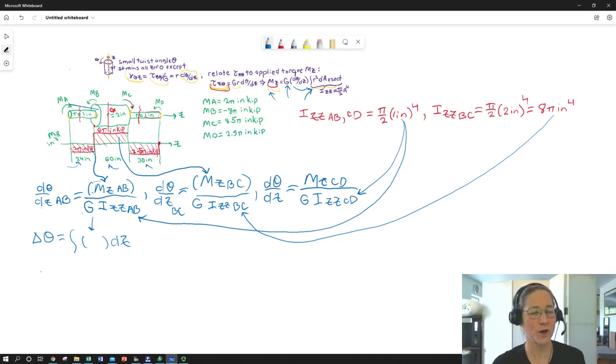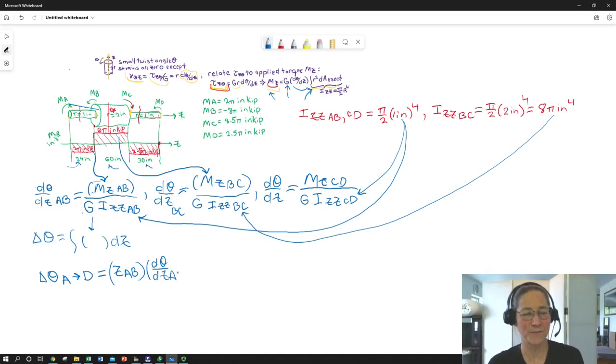So if we want our total change in angle from A to D, we basically do the Z length from A to B times our twist angle from A to B, and so forth. So just add them up, and we'll add them by length as if we're integrating. We really kind of are integrating, except we're integrating a constant, something that's equal to 1, so it's a very easy integral, but you should get used to thinking that you basically are integrating that expression.